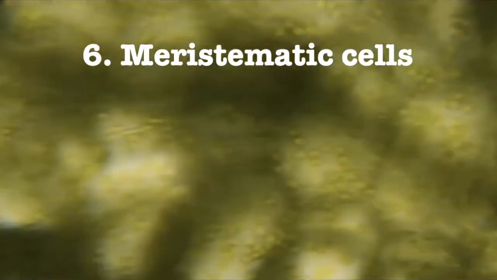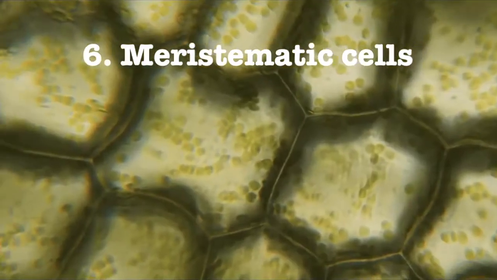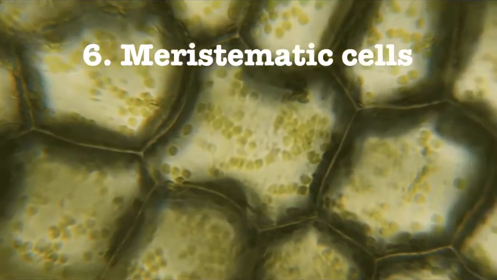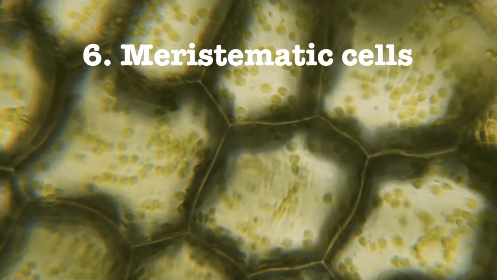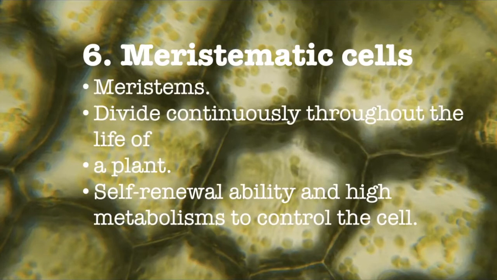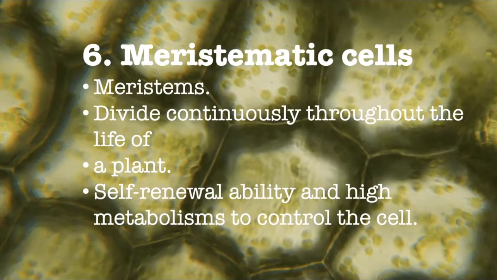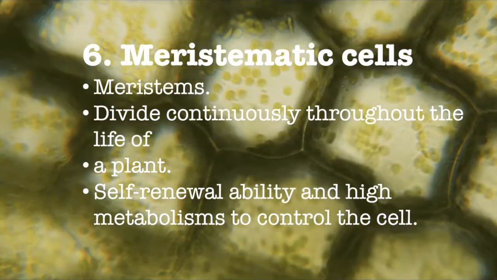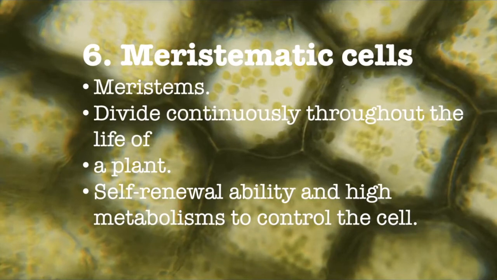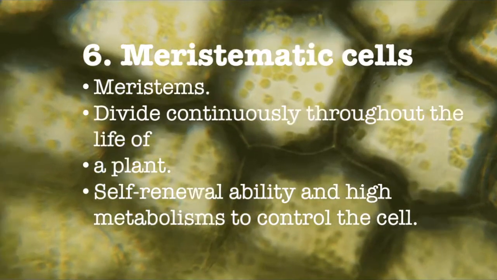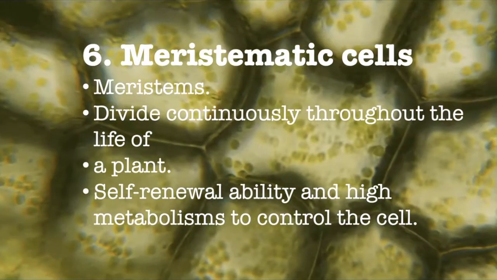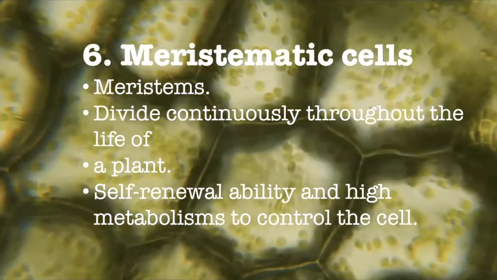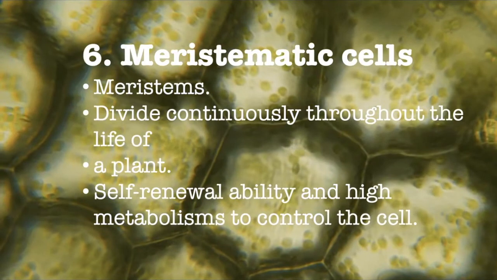The next plant cell is meristematic cell. They are also known as meristems. These are the cells in a plant that divide continuously throughout the life of a plant. They have a self-renewal ability and high metabolism to control the cell.